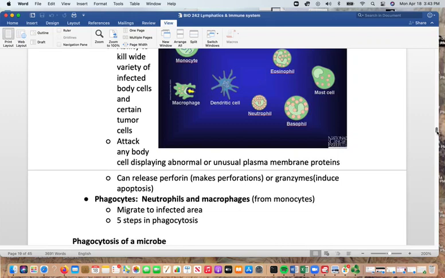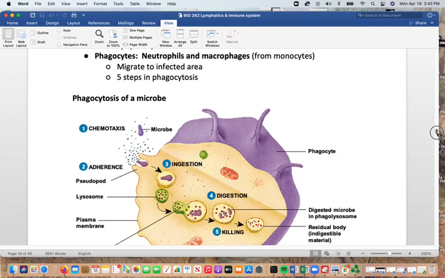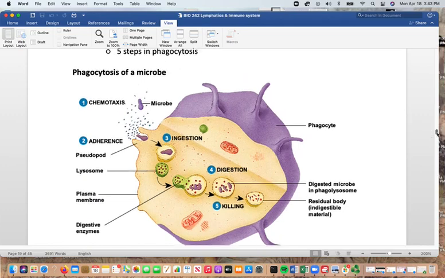The phagocytes will include your neutrophils and macrophages. Those come from the monocytes. They'll migrate to the infected areas, and we've got 5 steps to phagocytosis of a microbe. So first we have chemotaxis. This is going to help it identify where the microbe is. Next will be adherence. It can do this by creating a pseudopod.